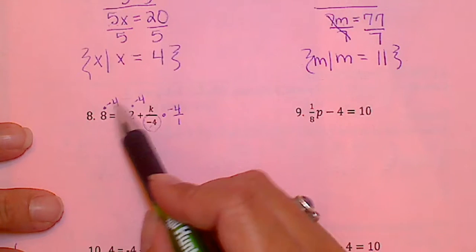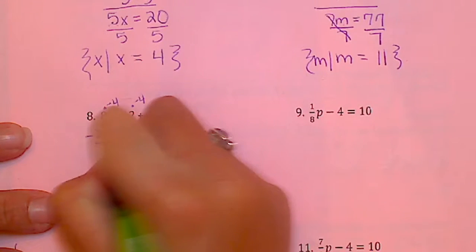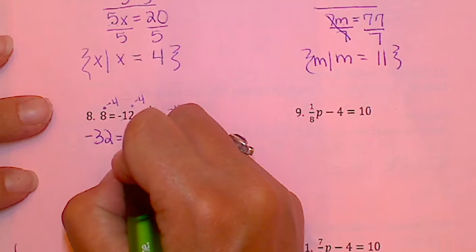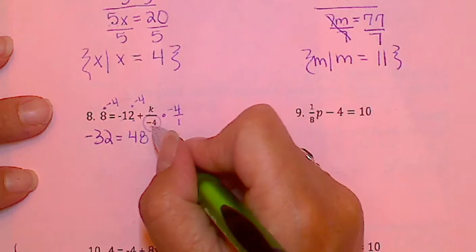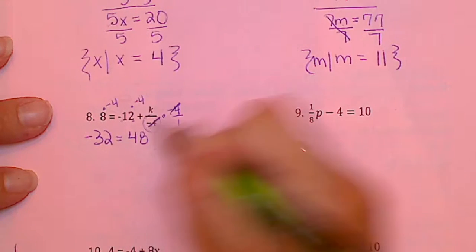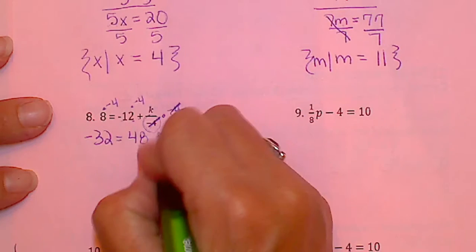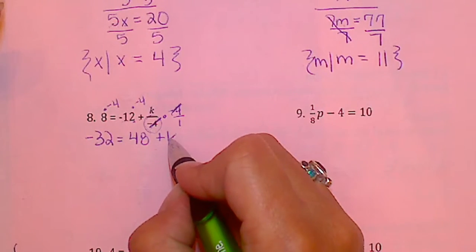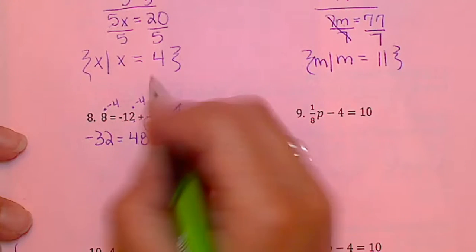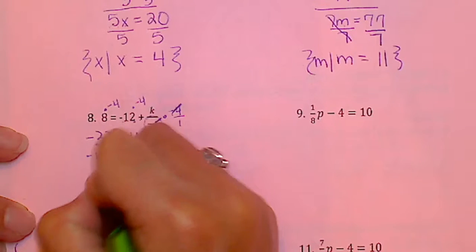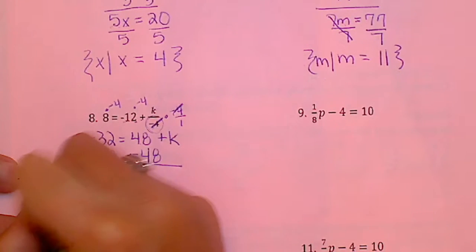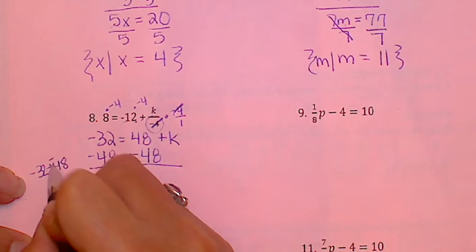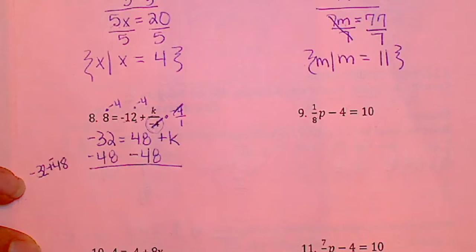So 8 times -4 is -32. -12 times -4: a negative times a negative is a positive 48. And then these -4s, the one on the top and the one on the bottom, will cancel, and you'll just get plus k. And then all your fractions are gone. In order to get k alone, right now k is being added to 48, so to undo that, we subtract 48. Be careful here. -32 minus 48, leave, change, opposite, -32 plus -48 is going to give us -80.